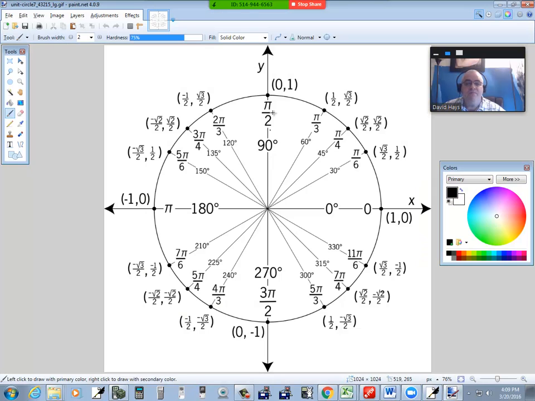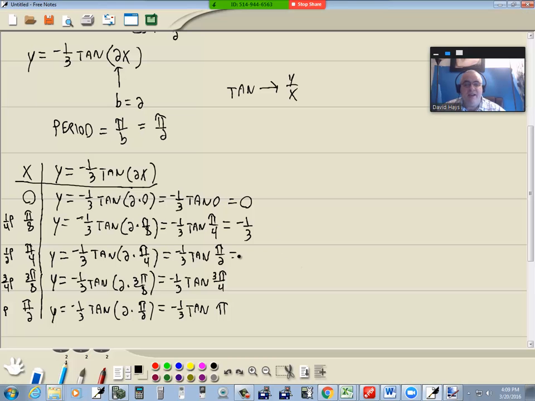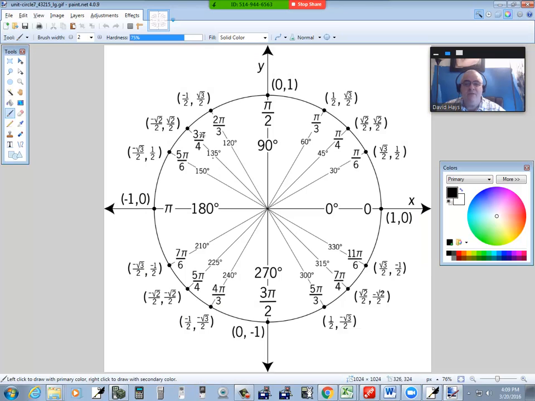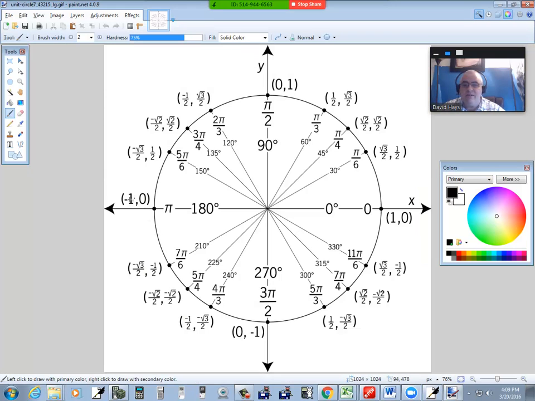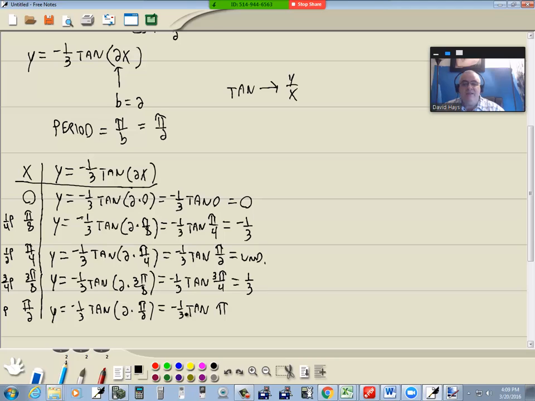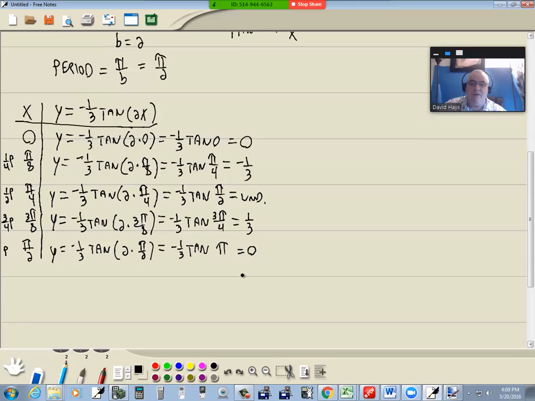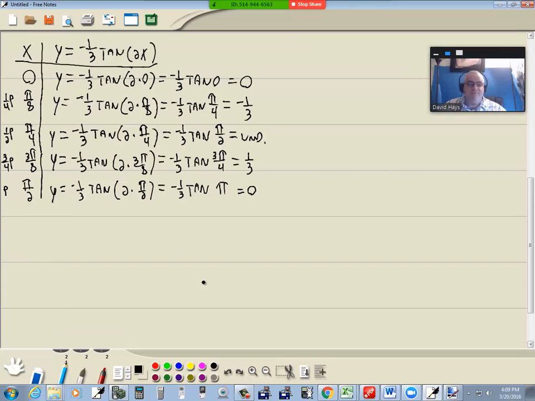Now pi over 2. Here's pi over 2, y over x, I'd have 1 over 0, which is undefined. So that's undefined. 3 pi over 4: y over x, square root of 2 over 2 over negative square root of 2 over 2 is negative 1. Negative 1/3 times negative 1 is a positive 1/3. And then at pi, y over x, 0 over negative 1 is 0. 0 times negative 1/3 is 0. So that'd be our t-chart.